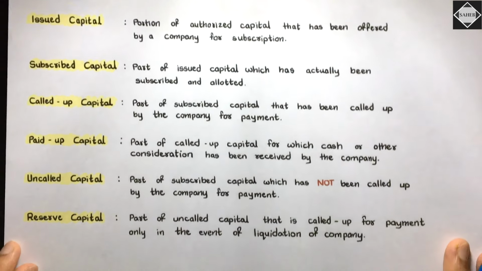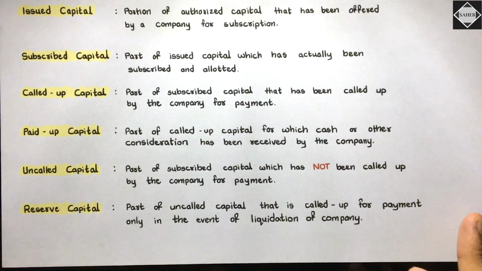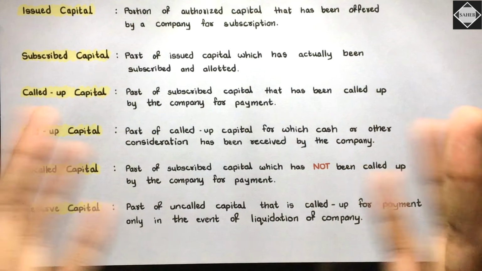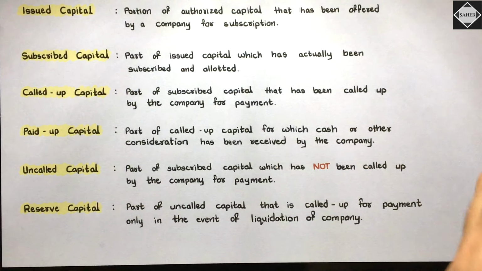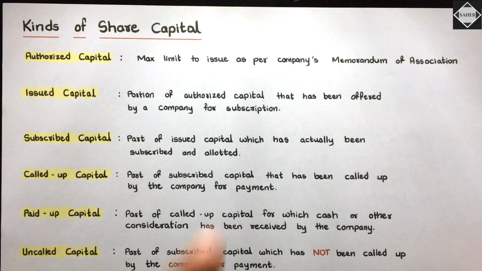Really simple. Then there is reserve capital. Now the reserve capital concept is not there. Okay. Nowadays reserve capital means it's the part of uncalled capital which you cannot call up unless and until the company goes for liquidation. But this concept is not popular right now. Mostly the shares will be fully paid up in the beginning only. Okay. So that's different kinds of share capital. It's just, you know, one share capital but different ways of seeing the same thing.